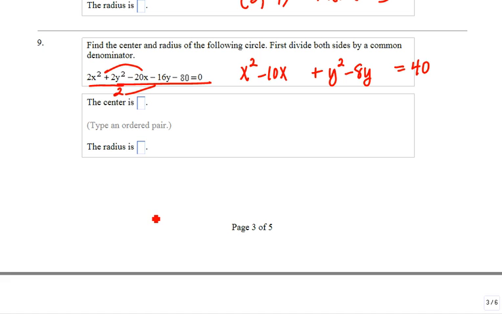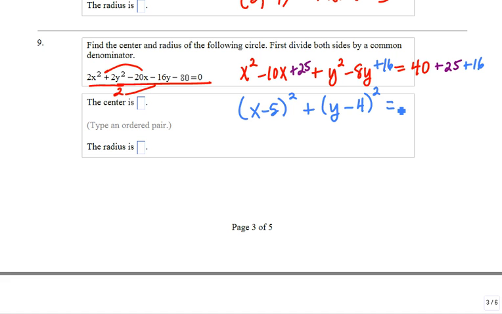So divide everything through by 2, group your x terms together, your y terms together, and get the constant on the other side. To complete the square, half of 10, 5 squared is 25. So we add it to both sides. Half of 8 is what? 4 squared is 16, so we add it to both sides. So we have (x − 5)² + (y − 4)² is equal to the sum of all of these. What is that, 81? Okay. So our center is (5, 4), and the radius is the square root of 81, or 9.